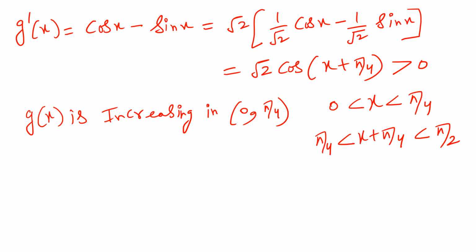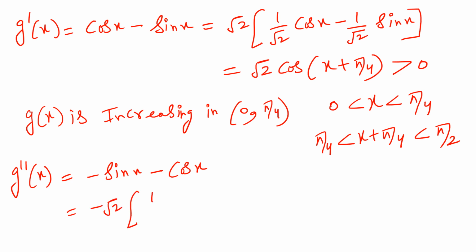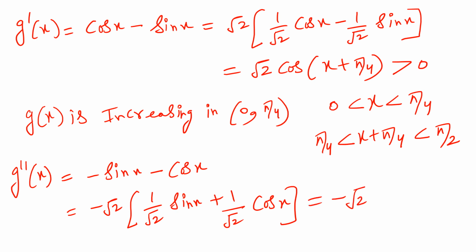Now students, to check the second option, we have to decide whether g dash x is an increasing function or a decreasing function in the open interval 0 to pi by 4. So for that purpose, we need to find g double dash x. And g double dash x is minus sin x minus cos x. Now this can be written as minus root 2 into 1 upon root 2 into sin x plus 1 upon root 2 into cos of x. And this becomes minus root 2 into sine of x plus pi by 4.